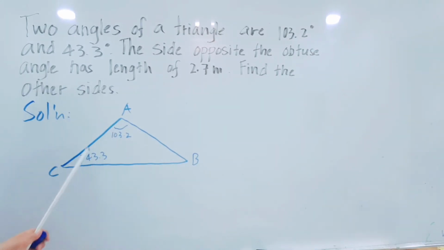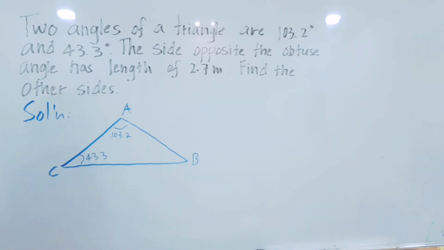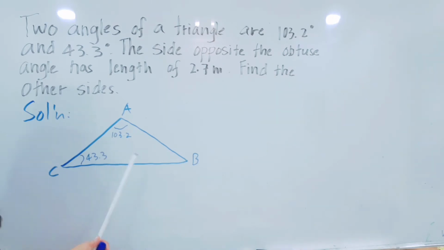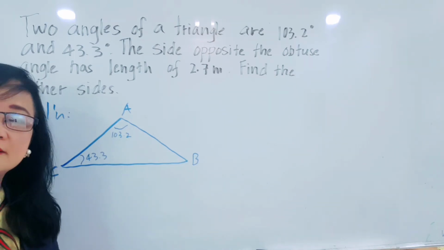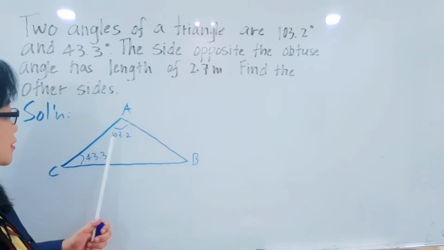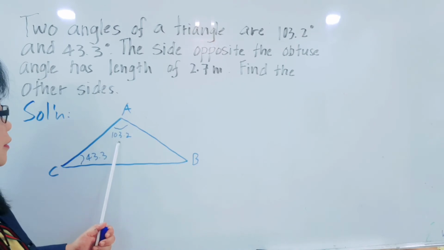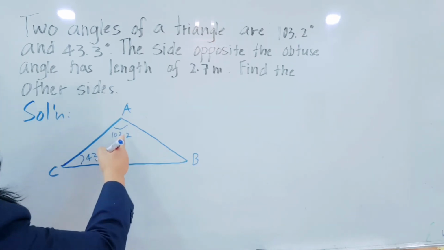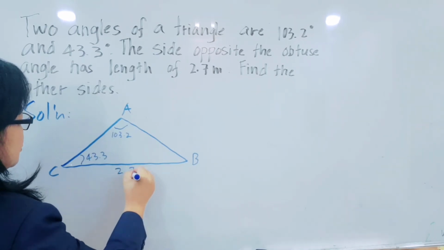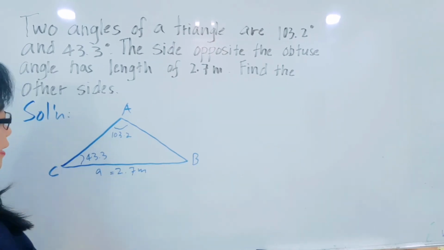Now, we have the length of the side opposite the obtuse angle. What do you mean obtuse angle? Obtuse angle is an angle more than 90 degrees. So, which angle is more than 90 degrees? Of course, this is angle A, which is 103.2. So, the opposite of that has the length of 2.7. So, 2.7, this is the length of side A.